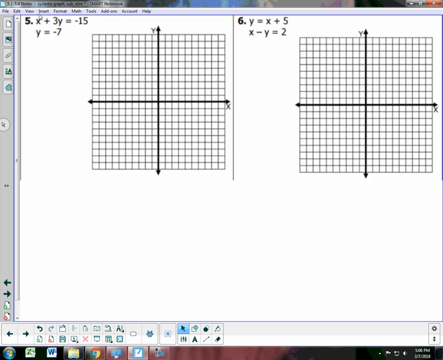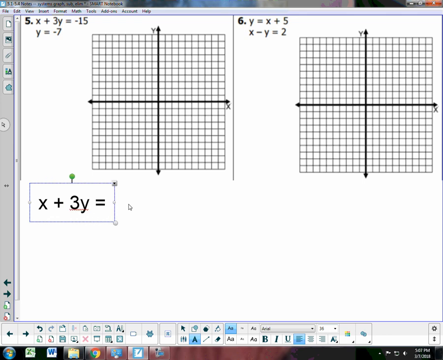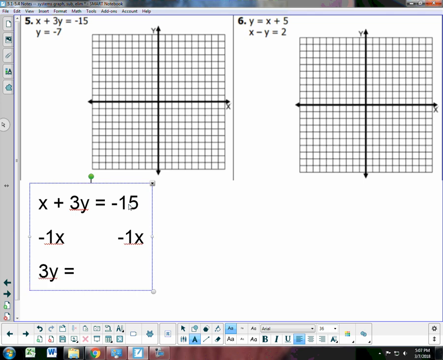Number 5. So x plus 3y equals negative 15. That one's going to have to be converted into slope-intercept form. First step is to subtract 1x from both sides. And we'll have 3y equals negative 1x minus 15. Now we're going to divide both sides by 3.